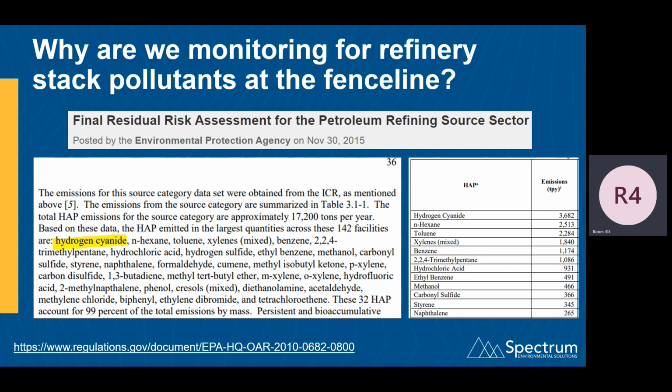If you look at some of the other compounds on this list, n-hexane, toluene, and you're a community member outside a refinery and you Google all those, hexane and toluene probably aren't concerning you as much as hydrogen cyanide. And then you look at how much is being emitted. It's a lot. So you're living next to a refinery, you see this, and you ask yourself, why aren't we measuring this at the Fenceline? And so perhaps this is why we're starting to do this.